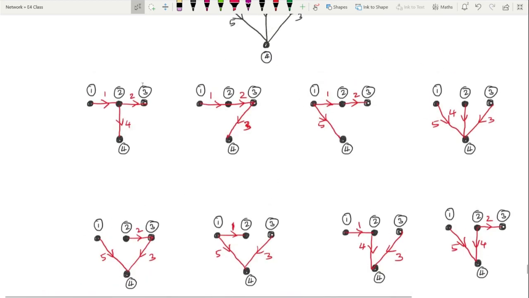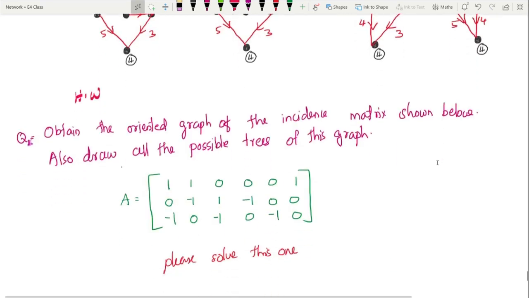So these are the possible trees which we can draw by means of this graph. I am giving one homework to you, similar to the other 2 videos. Here the question is the same, only the reduced incident matrix is changed. So please solve this one.